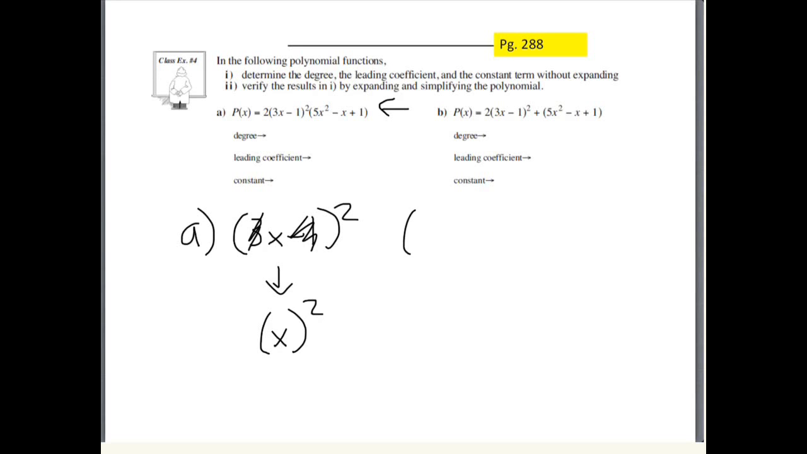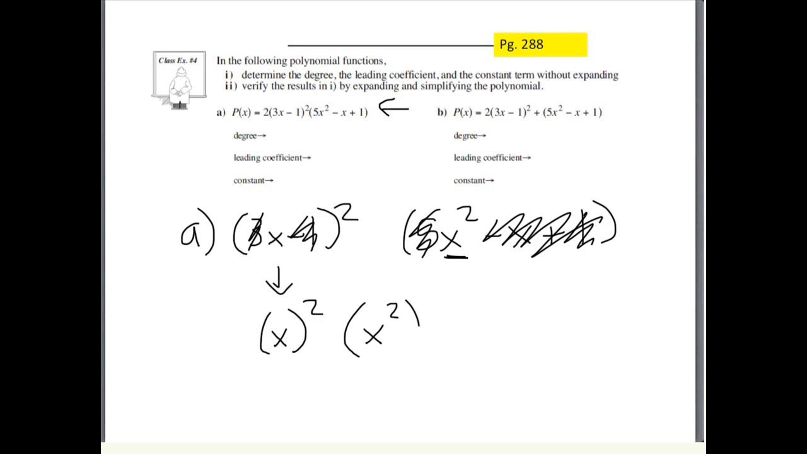Next up, we have 5x squared minus x plus 1. When finding the degrees, the only part that matters is this part right here. You can get rid of this, you can get rid of this, and this as well. So what you're left with is x squared times basically x squared. So your degree is going to be x to the power 4. The degree is 4.